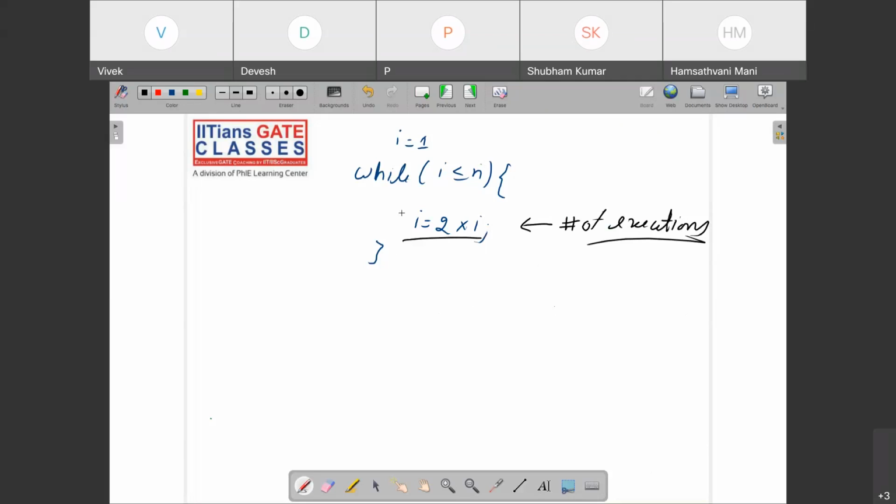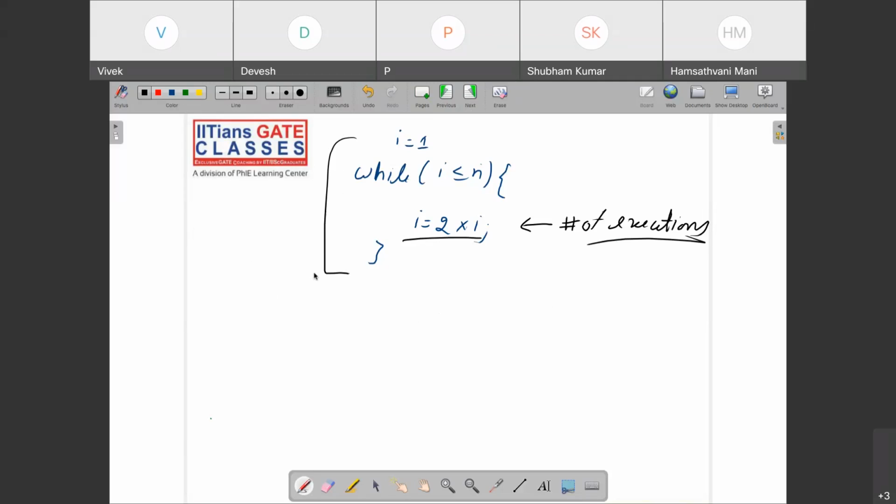And this has been asked in the GATE examination: what is the time complexity of this program? Subham has answered something. Log n base 2. Okay, this is interesting. Then Subham changed the answer to n by 2, and Mani is saying n by 2.